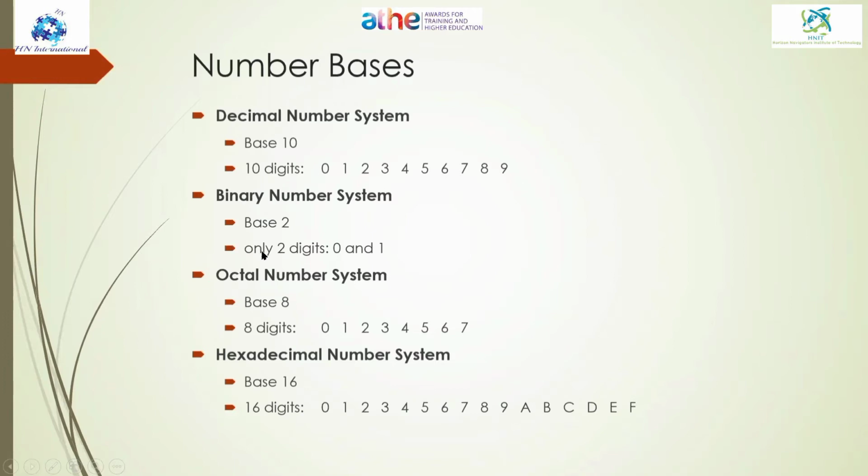In binary numbers, we have only two digits, 0 and 1. In octal, we have 8 digits, from 0 up to 7. Now, here is the main difference. In hexadecimal, we have the first 10 digits like decimal, but after 9 we have A, B, C, D up to F. These are the digits that are available in the hexadecimal number system.